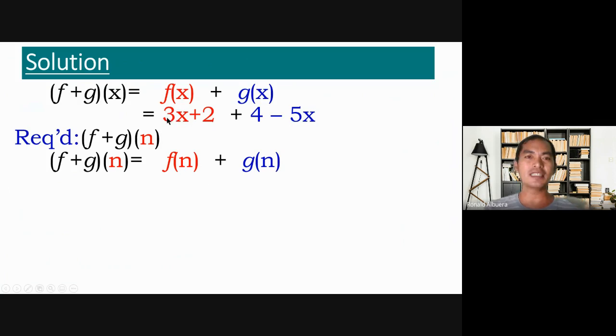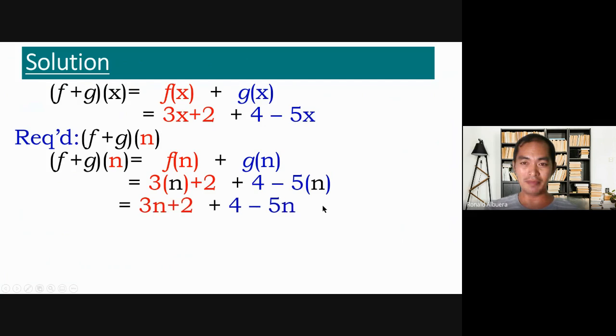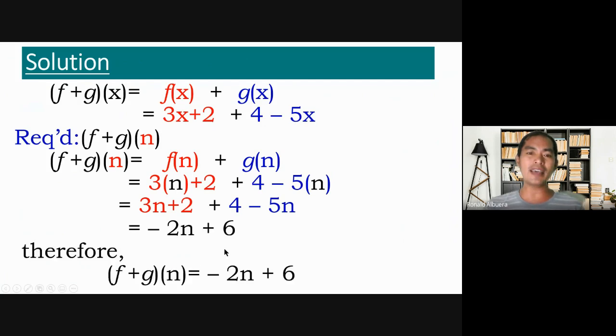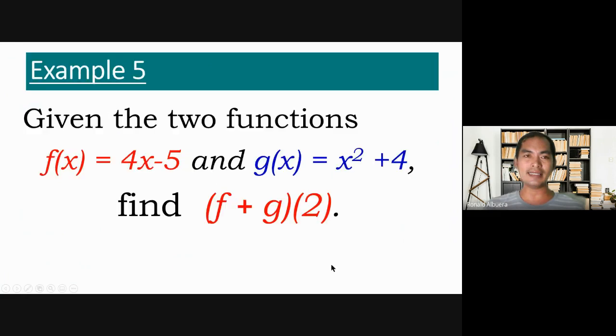It's easy. Yung 3x magiging 3n plus 2. Yung 4 minus 5x magiging 4 minus 5n. And then simplify. 3n and negative 5n are similar but unlike signs, so you need to subtract. That is 2n, but the sign of 2n is negative. Then 2 plus 4 are similar. The same sign, you add and copy the sign. That's positive 6. So that's the final answer. The sum of the two functions when x is evaluated by n is negative 2n plus 6.